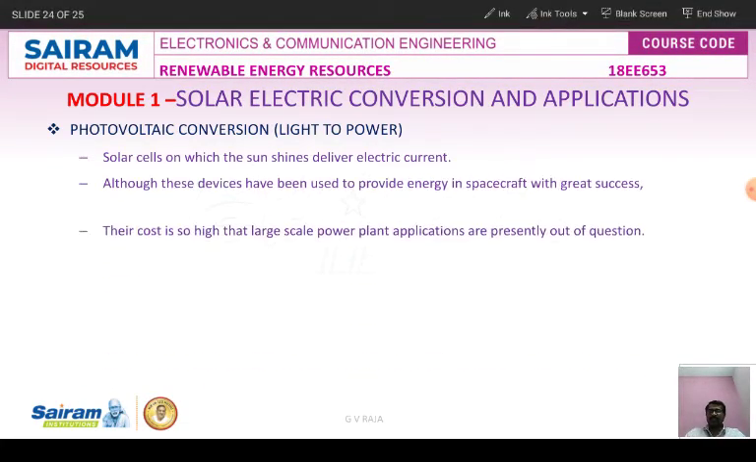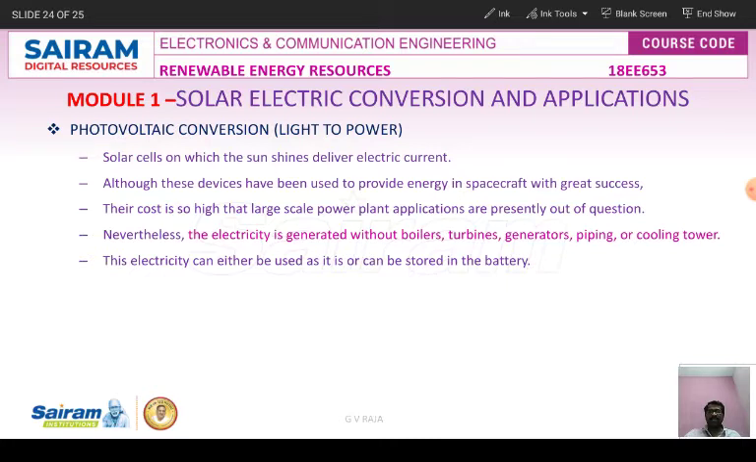The next one is photovoltaic conversion, that is light to power conversion. The sun radiates energy that is collected by the solar cells, which convert it into electric current.